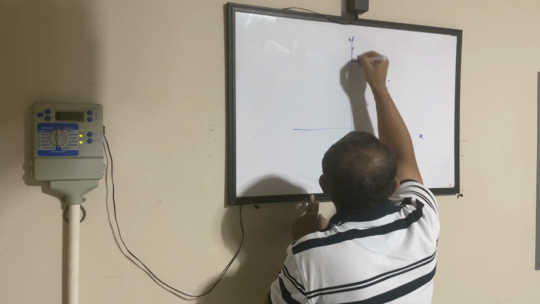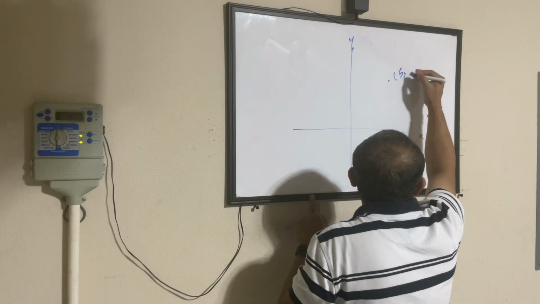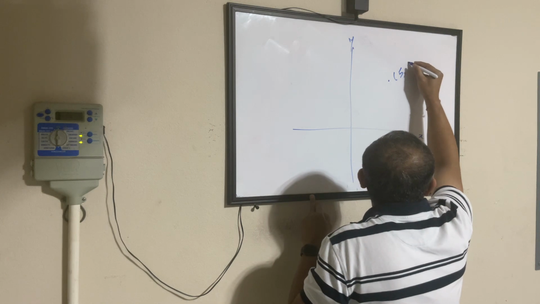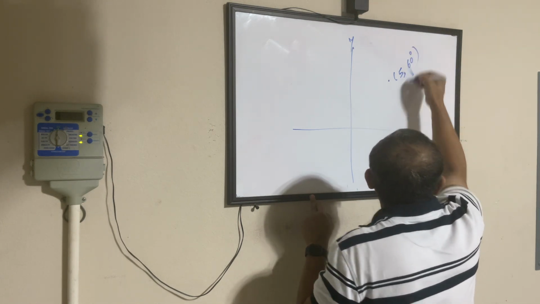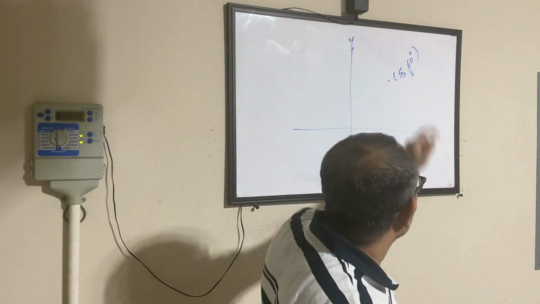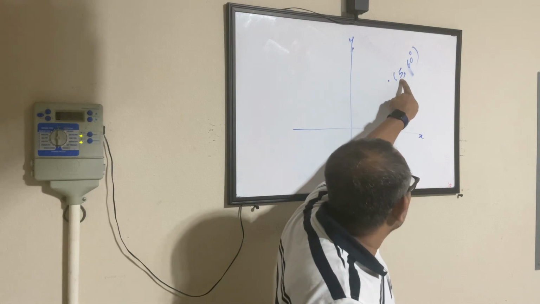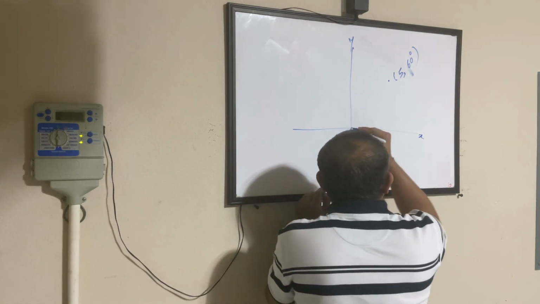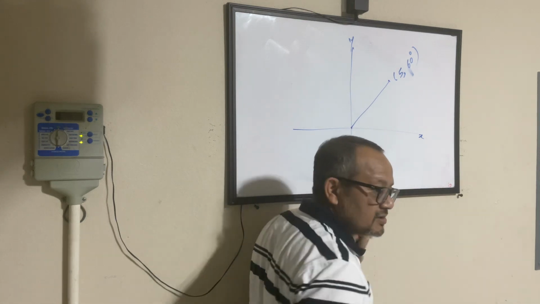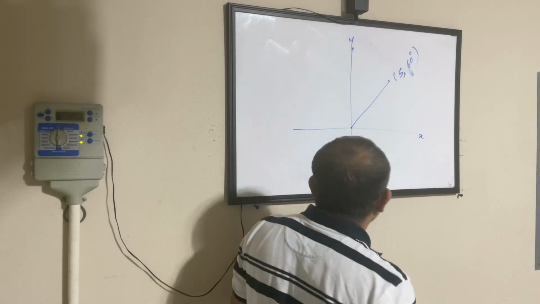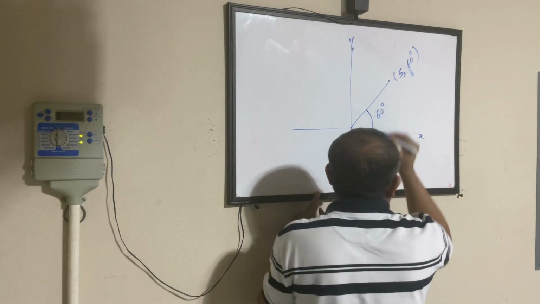This is the x-axis, this is the y-axis. And I'm saying this is 5, 60 degrees. Okay, these are my polar coordinates. Meaning, 5 is the distance from this origin to this point, this straight distance, the length of this line, whatever you call it. And 60 is the angle that it makes with the positive x-axis.